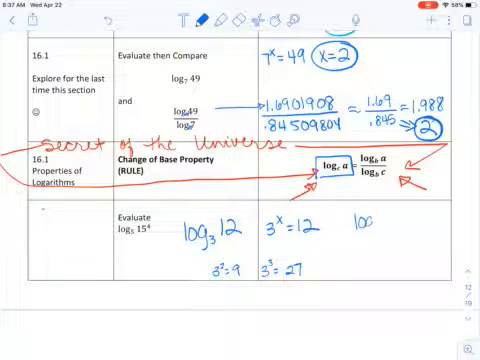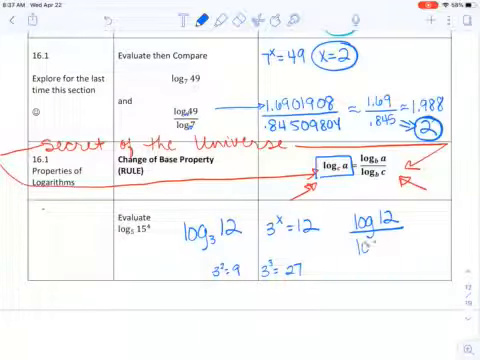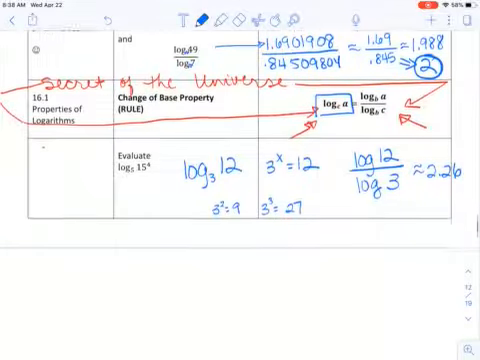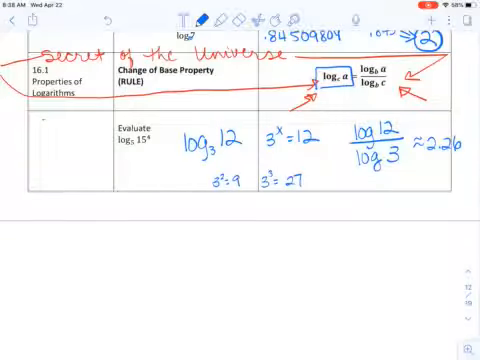So I'm going to do log, I'm going to pick base 10, so I don't even have to write it, of 12. And I'm going to divide it by log of 3. Okay, and so if I do that, log of 12 divided by log of 3, I get about 2.26. Does that answer make sense with what I said here? Yes, absolutely.